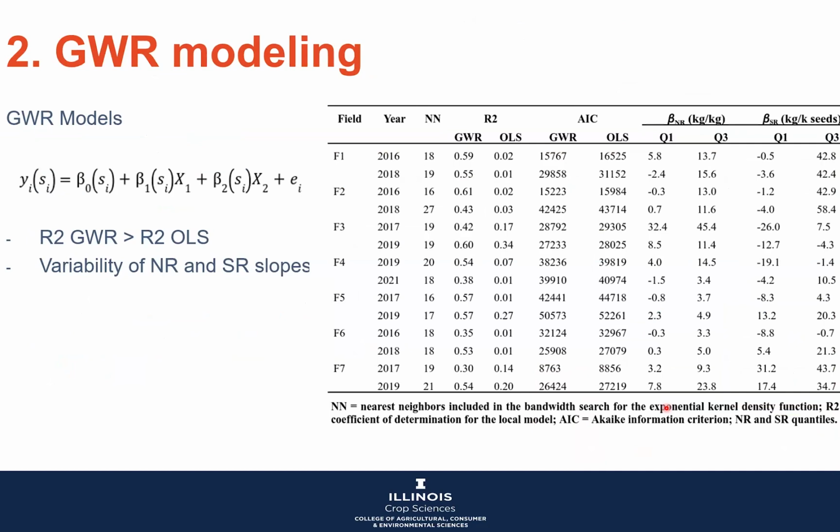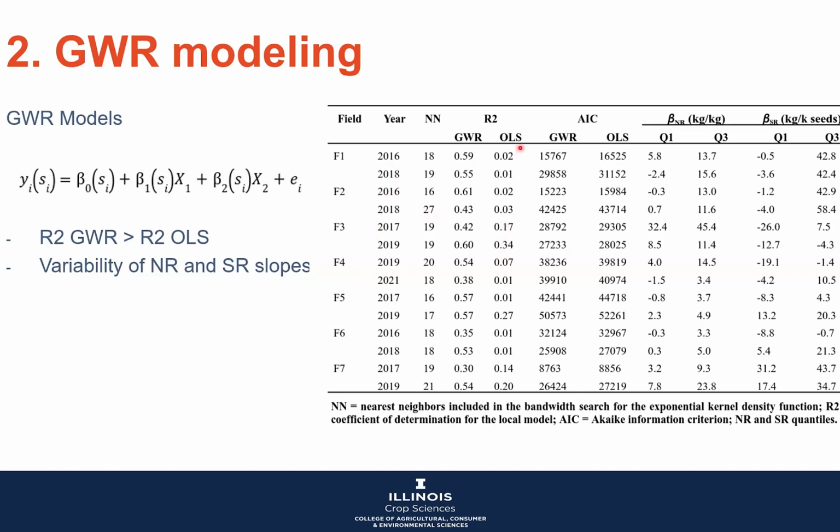Here we have 7 fields, all of them in Illinois, and in each of them different years. For instance, in field 1 we have the years 2016 and 18, and in others we have 19 and 21, and so on. Notice that we have alternating years because of the annual rotation of corn and soybeans in the central Midwest. So here in 2017, we had soybeans, and that's why we are skipping that.